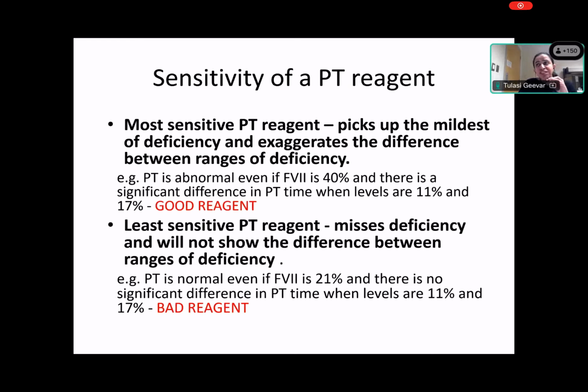So at 11%, you would expect the prothrombin time in seconds to be higher than 17, but this may be evident only with a good prothrombin reagent. While a least sensitive PT reagent misses deficiency and will not show the difference between these ranges of deficiency. That is, PT can be normal even when the factor 7 goes to 21%, and there is no significant difference in prothrombin time between 11 and 17. So that is a bad reagent.